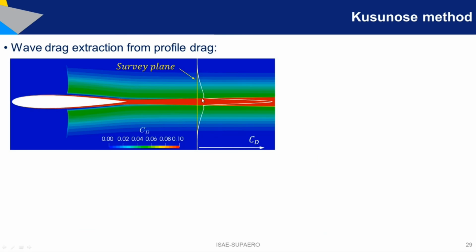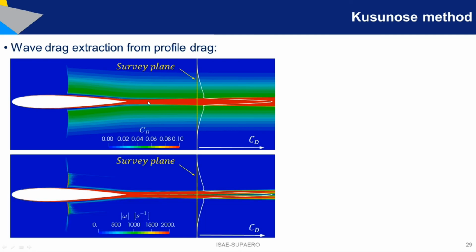So, as you can see, if you integrate this profile, you will obtain the profile drag. That's all. That's what the methodology will allow me to compute. But Kusunose wanted to decompose this profile in order to separate the green part from the red part, that is, the pure wave from the pure viscous phenomena. So he achieved that by introducing the following concept.